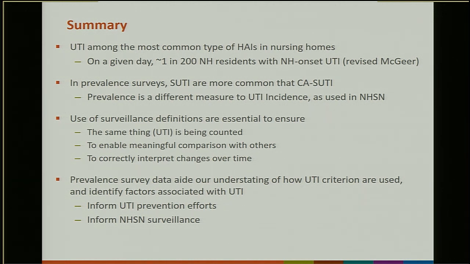And then finally, the prevalence survey data help aid our understanding of how the UTI criteria are used and identify resident or facility level factors that are associated with urinary tract infections. This type of additional data is really helpful to inform UTI prevention efforts and also to inform changes or updates that may be needed to the NHSN surveillance.